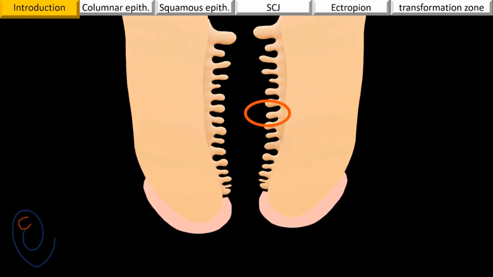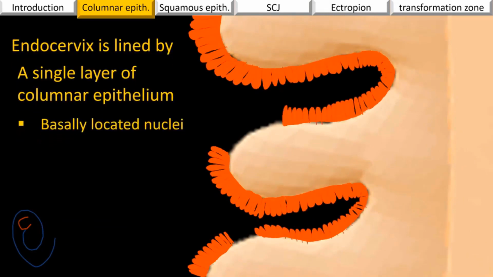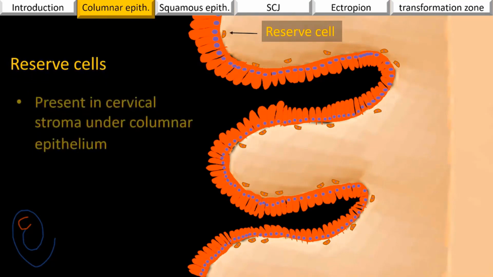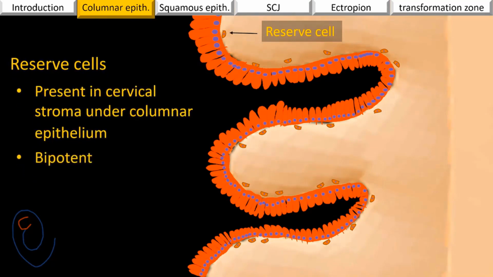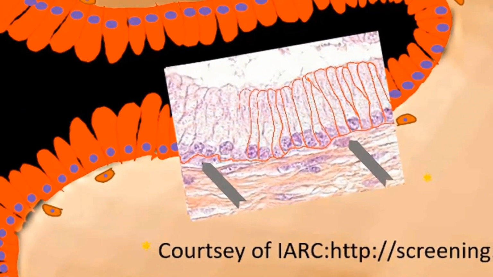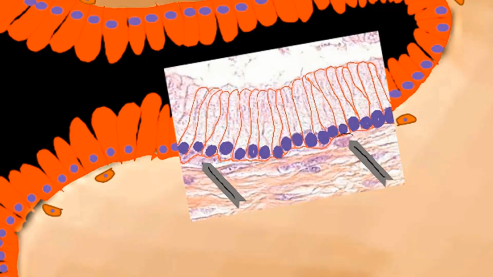Now let's examine the epithelial lining of the endocervix. As you see, the endocervix is lined by a single layer of columnar cells. These columnar cells contain basally located nuclei. There is also a less clear layer of cells called reserve cells. Reserve cells are present under columnar epithelium inside cervical stroma. And here is a histologic picture of the endocervix, where you can see the single layer of columnar cells with basally located nuclei. And these two arrows are pointing toward reserve cells.